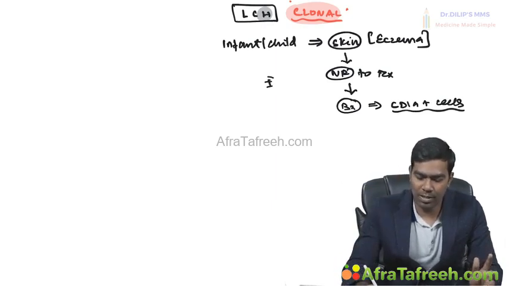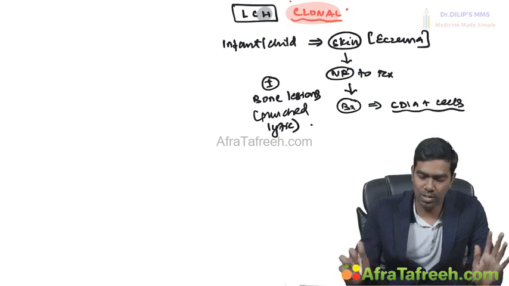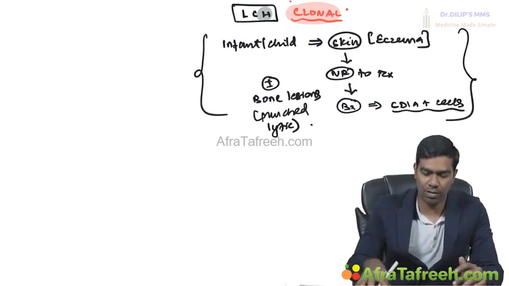Plus or minus, the examiner may give bone lesions which are typically punched out lytic lesions. So these are the typical features of Langerhans cell histiocytosis. So this is how they give it, but it is typically even more than this. That is what you have to see.